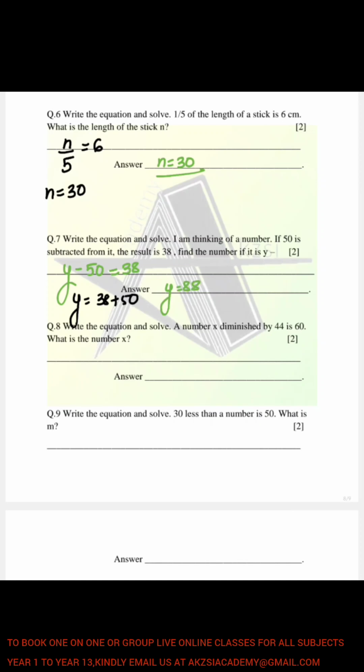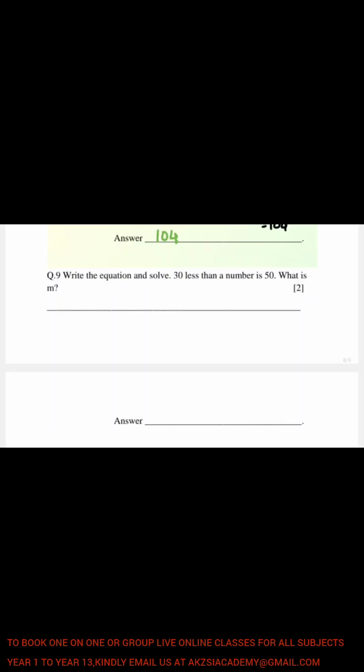Next, write the equation and solve. A number x diminished by 44 is 60. What is the number x? So there is a number x and it's diminished by 44. Diminished means we are subtracting it. So x minus 44 is equal to 60. So x equals 60 plus 44, which will give me 104. So the answer is 104.